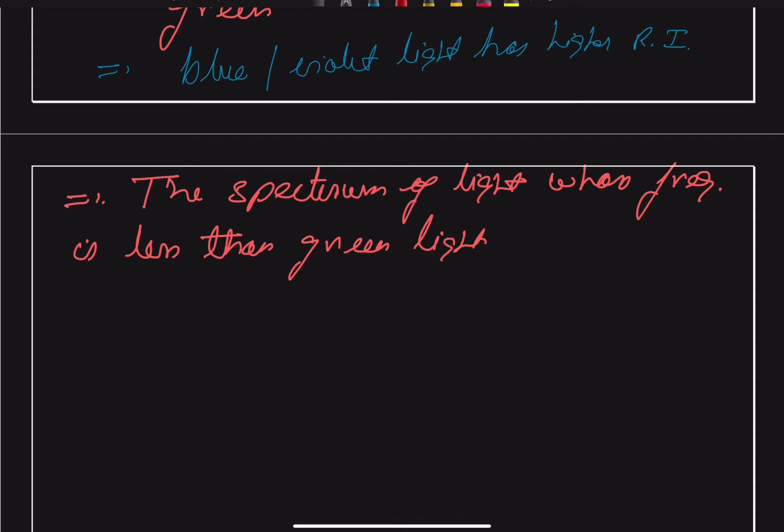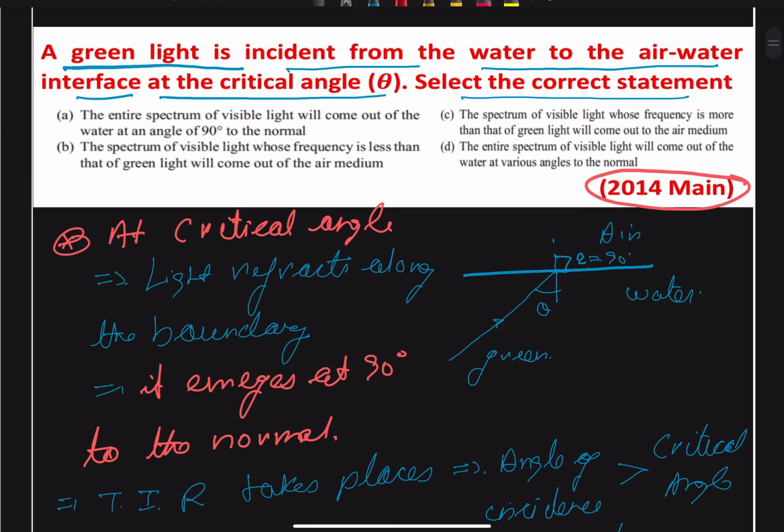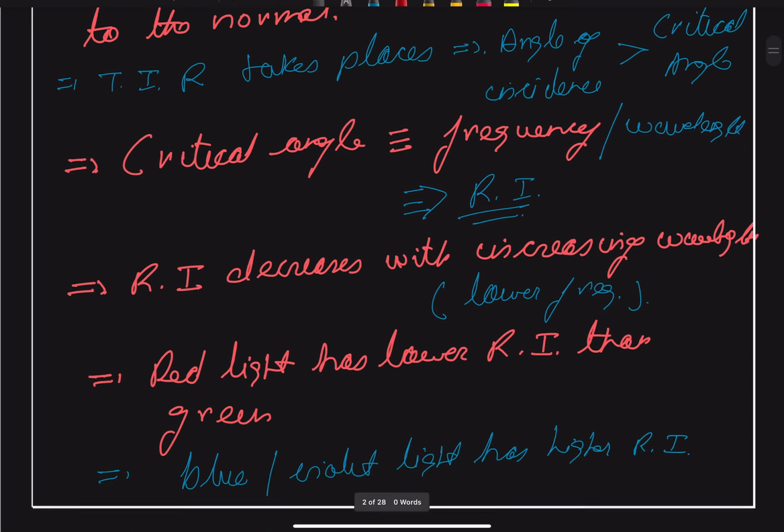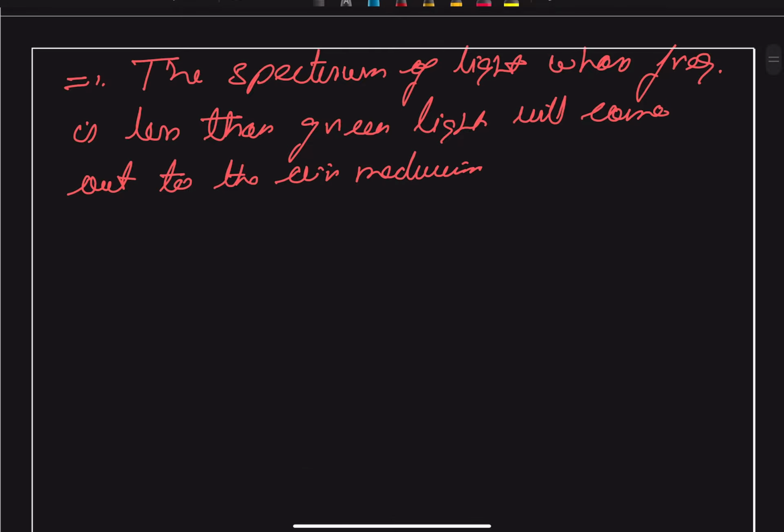will come out to the air medium. Green light will come out to the air medium. So therefore we can say the option number B is the correct one. Option B is correct.